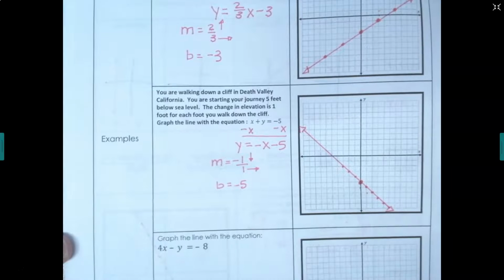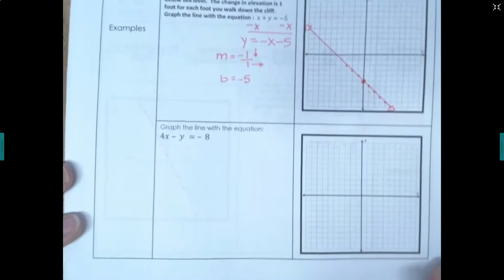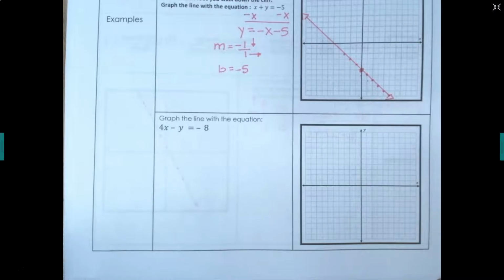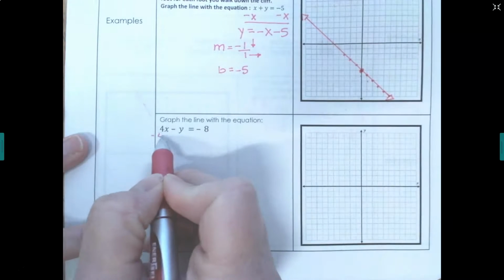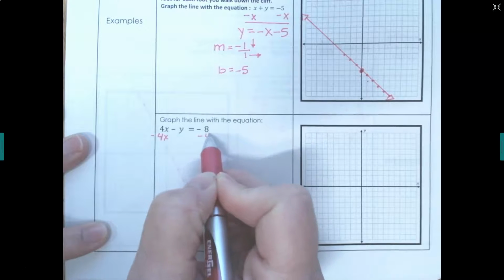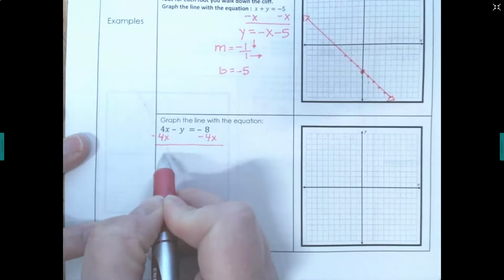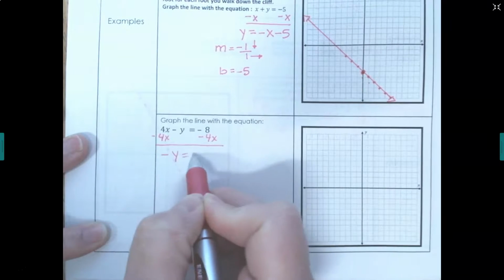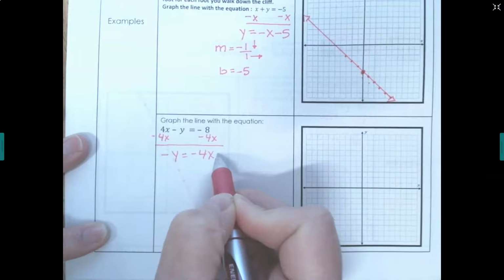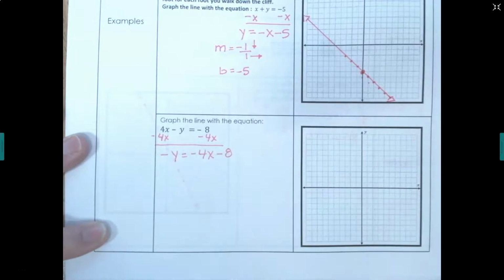All right, let's try this one last time. We're going to graph the line 4x minus y equals negative 8. That's standard form. We need to be in slope-intercept form. So we're going to subtract 4x from both sides of the equation. I get negative y equals negative 4x minus 8.